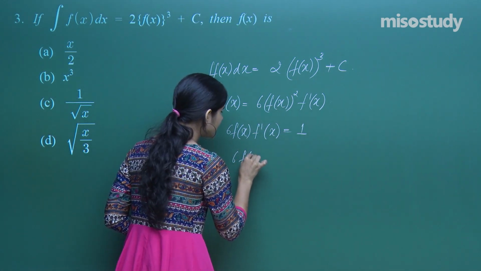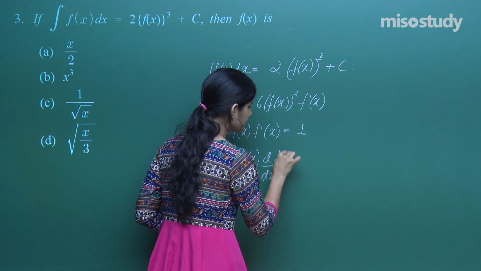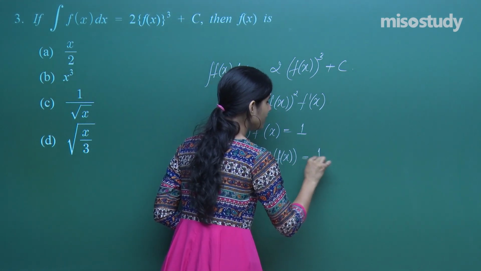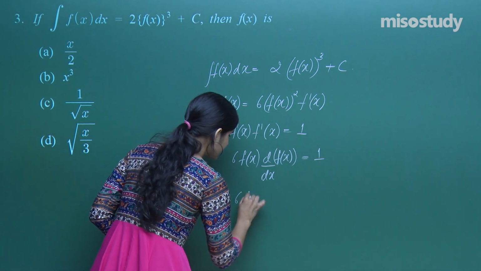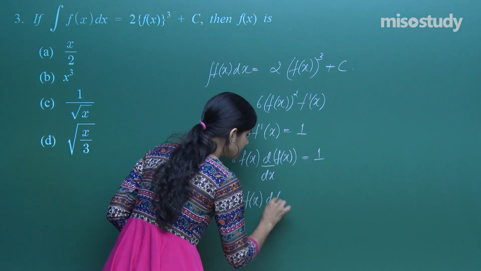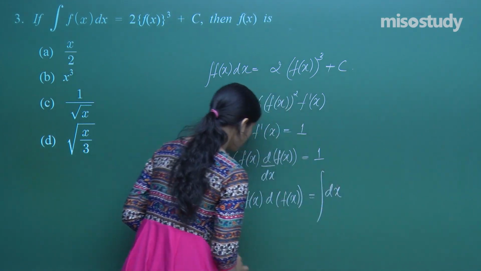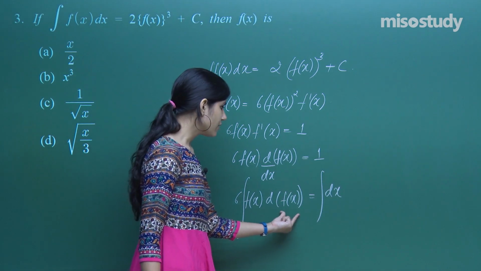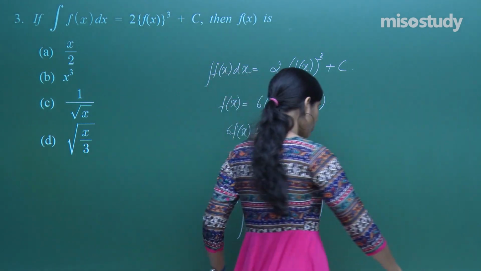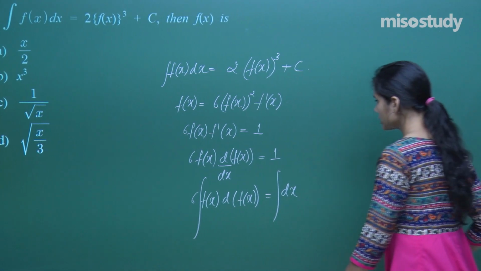You can write this as this. This is d by dx of f(x) equals 1, which alternatively can be written as what? 6 f(x) d of f(x) equals dx, and now you can integrate both sides. Here with respect to f(x) and here with respect to x. When you do this, what is it that you get?